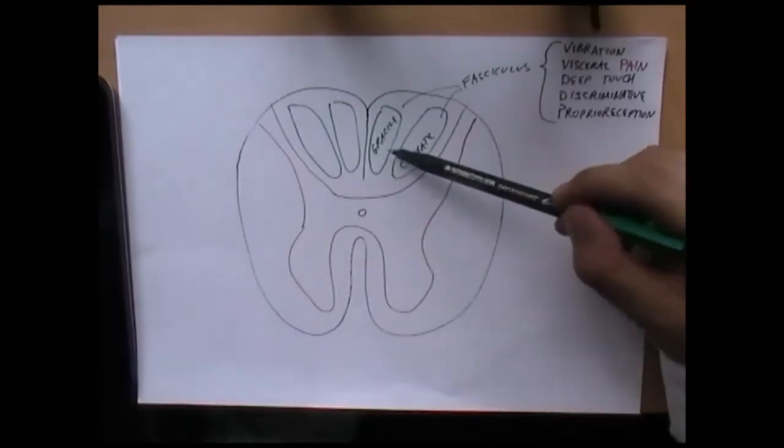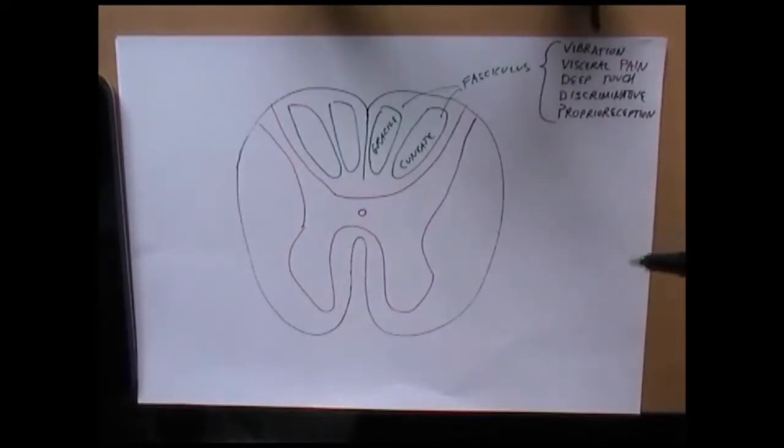Now, these two tracts are sometimes referred to as the posterior columns, and sometimes also as the dorsal columns. I don't like the term dorsal columns because we're going to be discussing the posterior spinocerebellar tract, which is sometimes referred to as a dorsal tract, and I find that people get confused between the dorsal column and the dorsal tract. So rather avoid the term dorsal and refer to posterior columns and posterior spinocerebellar tract, and you're going to avoid that unnecessary confusion.